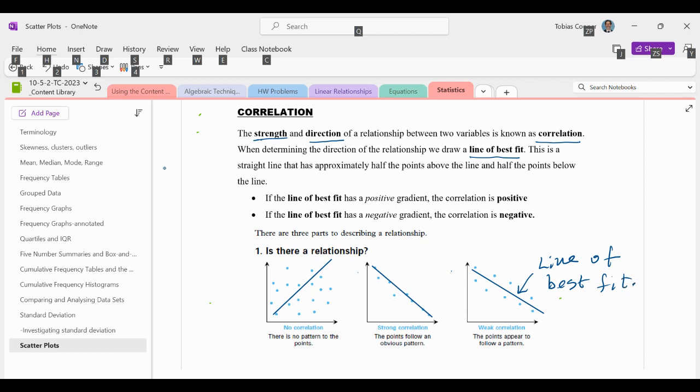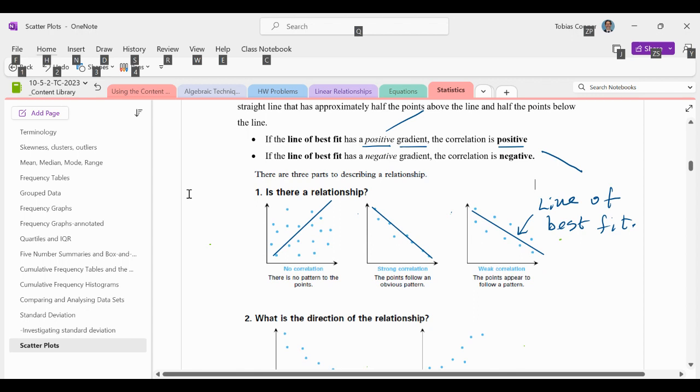Now, if the line of best fit has a positive gradient, a positive gradient means the line goes up from left to right. We say the correlation is positive. If the line of best fit has a negative gradient, it goes down, and we say the correlation is negative.